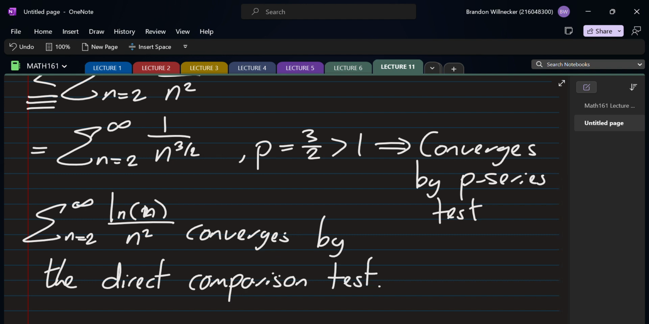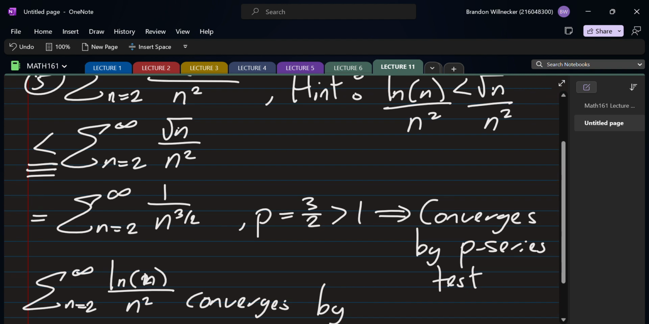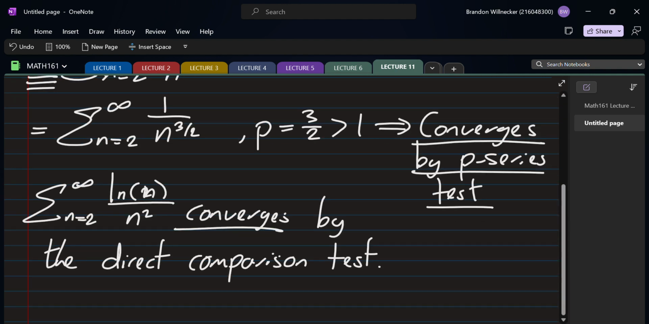Okay, please make sure that you state your reasons every time you say that something converges or diverges. So here we said that this p was greater than 1, so it converges by the p series test. You need to state this full statement. So it converges and what test. So here it converges and what test. Okay, please make sure that you state both.